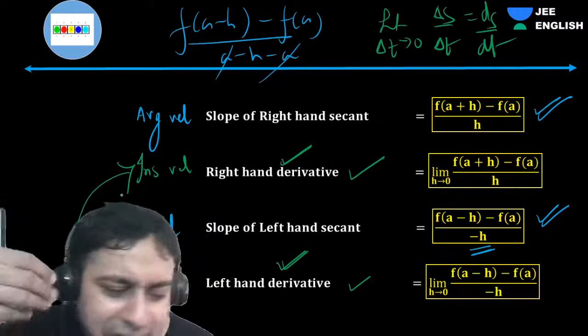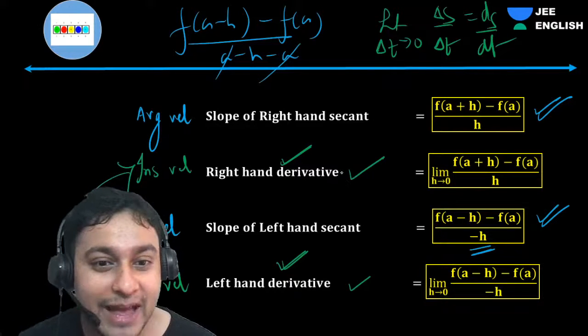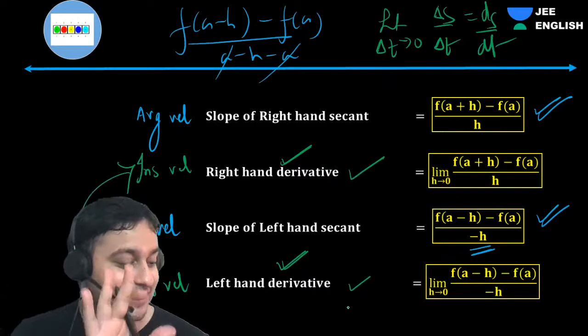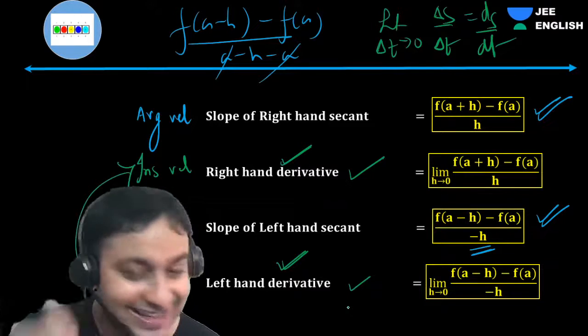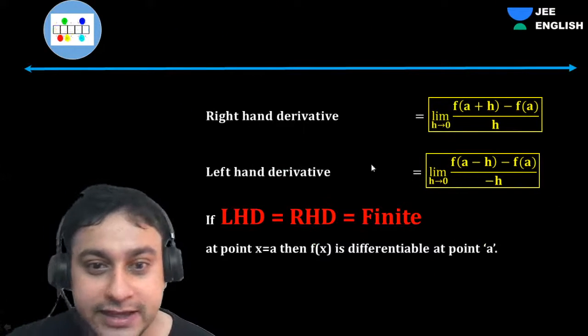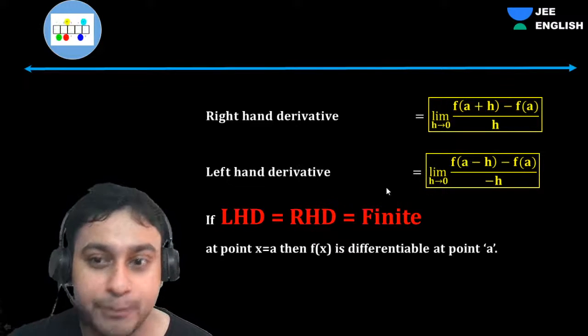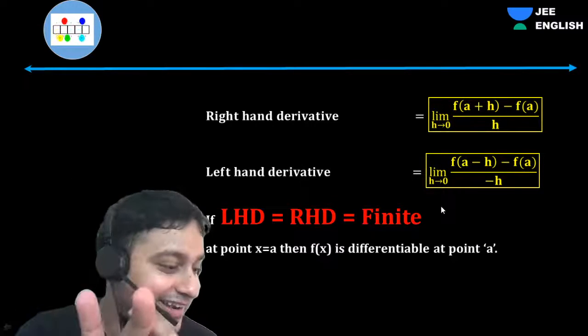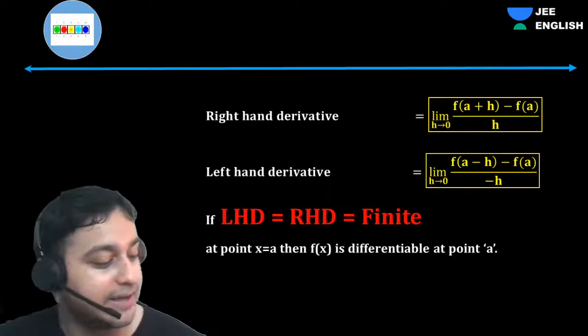That means, can I say the limit should exist? Am I not saying LHL equals RHL? Are you getting my point? The limit should exist. So I am saying that obviously the right hand derivative and the left hand derivative should be equal, and that to be a finite number.